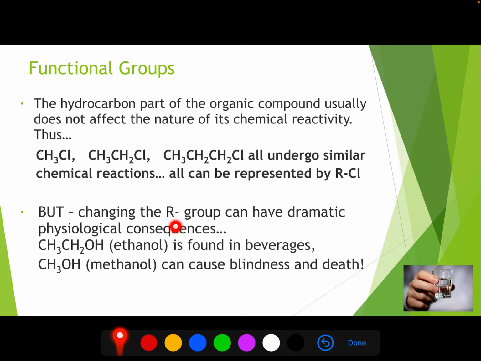But the R group isn't something that we can totally ignore, right? Because it can actually have dramatic physiological consequences. For example, ethanol is found in beverages. Methanol, which you can see here is just one carbon different, can cause blindness and death. So this is like not something we can just ignore.